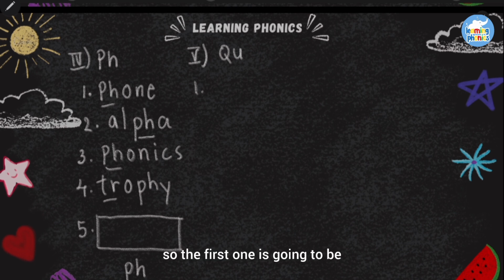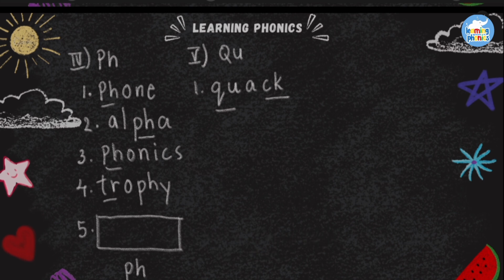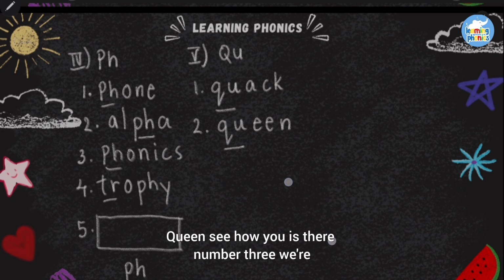So the first one is going to be qu, a, quack. See how there is CK also? We have seen CK that makes the k sound. Here we can see it. See, so quack. So next word we're going to see is queen. Qu, e, n. Queen.